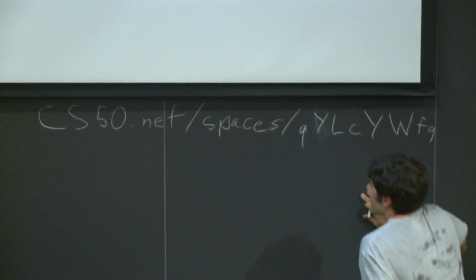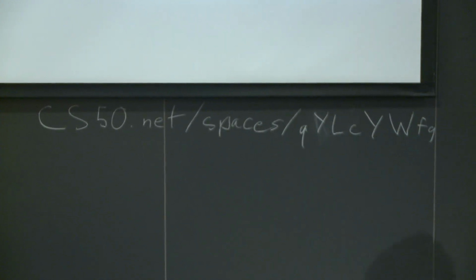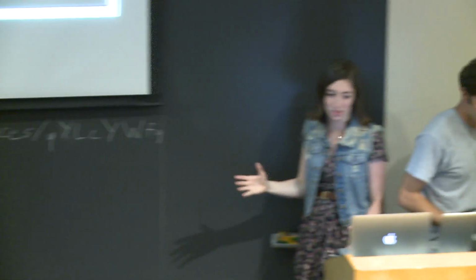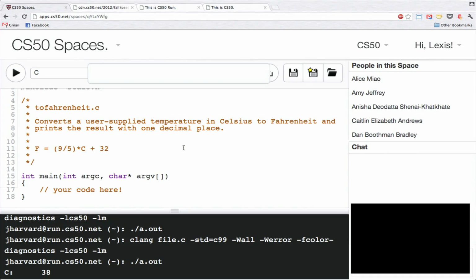All right. I should see everyone's names popping up here. Awesome, this means people are joining the space. If you haven't had a chance to play around with spaces yet, this is what you're going to be using with your TFs in section all semester. How it works is everybody writes their own code, and nobody can see it until you press the save button, which I'm pointing to right now. So I'm going to press save.